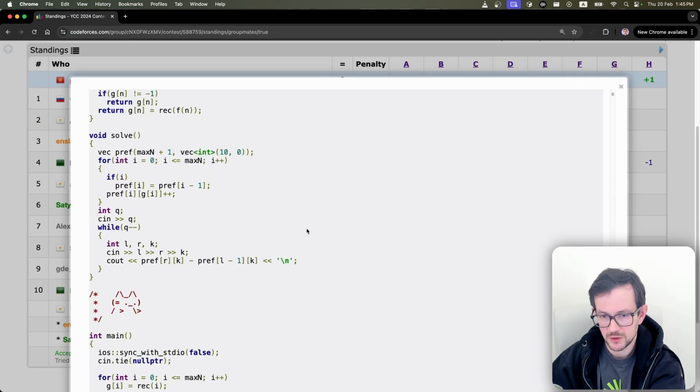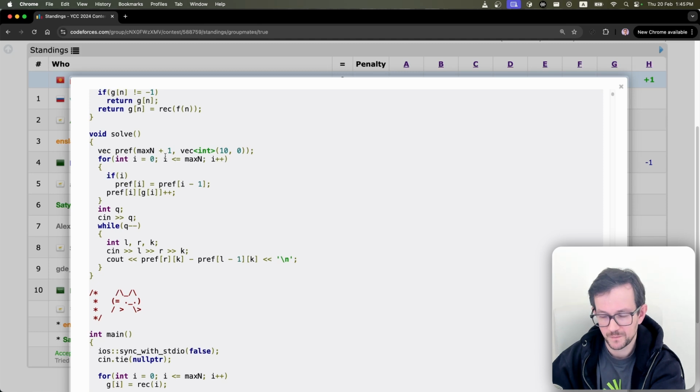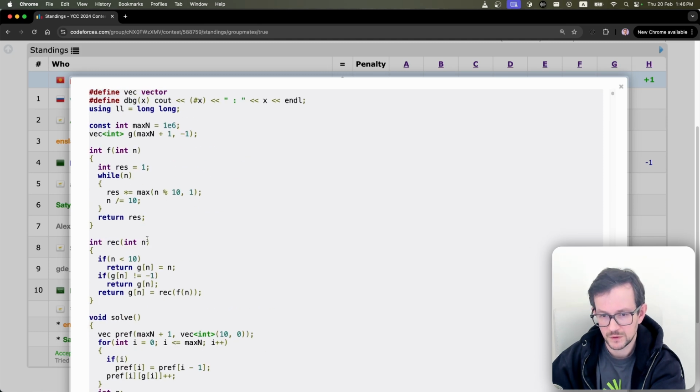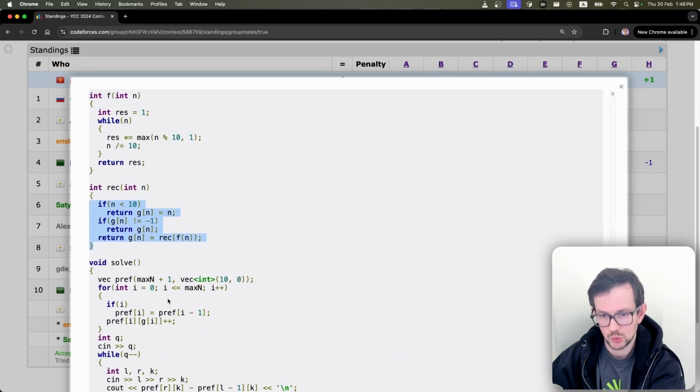Prefix sums. Yeah, I see prefix sums. No, exactly. Okay. So here I calculate all the numbers. I calculate them recursively because you can. You have the same recursion. Okay, I can calculate them recursively. You have memoization here. Okay. So you do it in basically linear time.